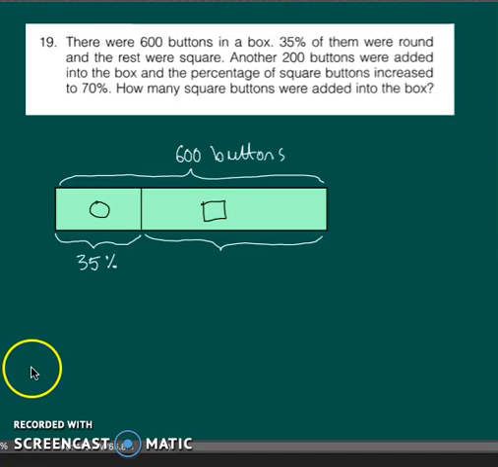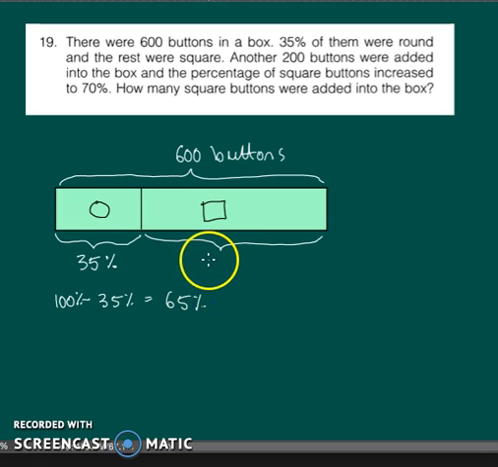Hi everyone. This question is kind of similar to the way that we solved number 15, but a little bit different. So we start off with 600 buttons. We're told that 35% of them are round and the rest are square. So if we subtract 35% from 100%, of course we get 65%. So we can tell right away that 65% of the buttons are square.